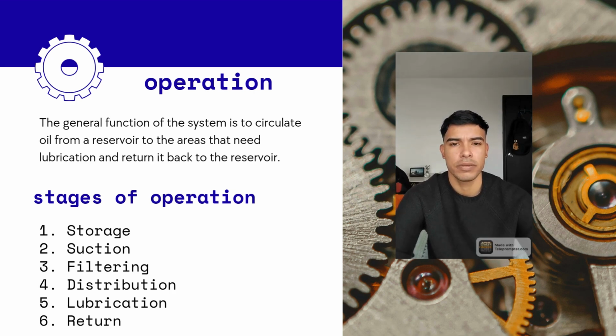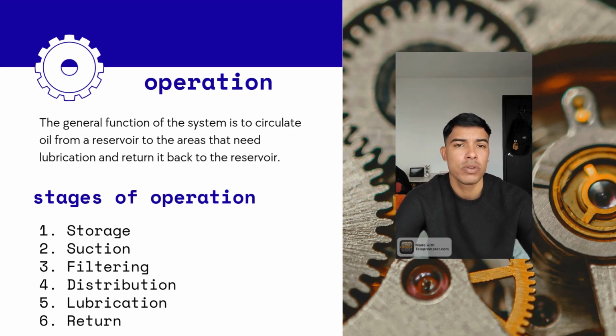Stages of operation. A typical pressure lubrication system works through several key stages. 1. Storage. The oil is stored in the crankcase located at the bottom of the engine. 2. Suction. The oil pump draws oil from the crankcase through a screen or strainer. 3. Filtering. The oil passes through a filter that removes impurities such as dust, metal particles, and sludge.